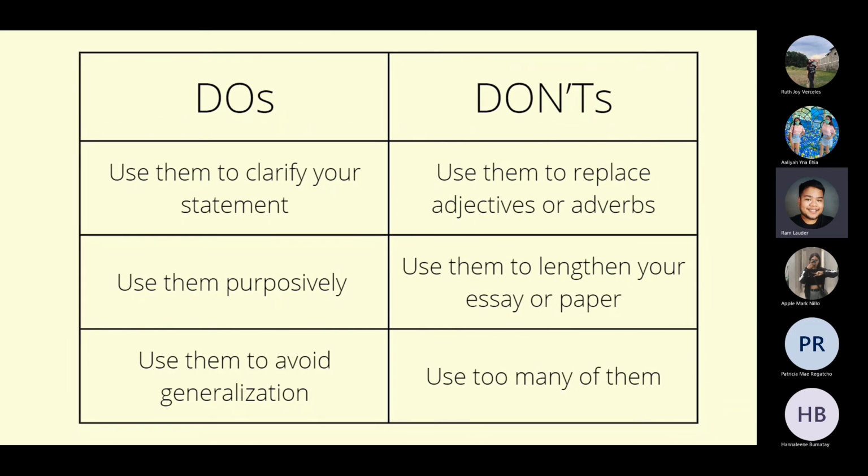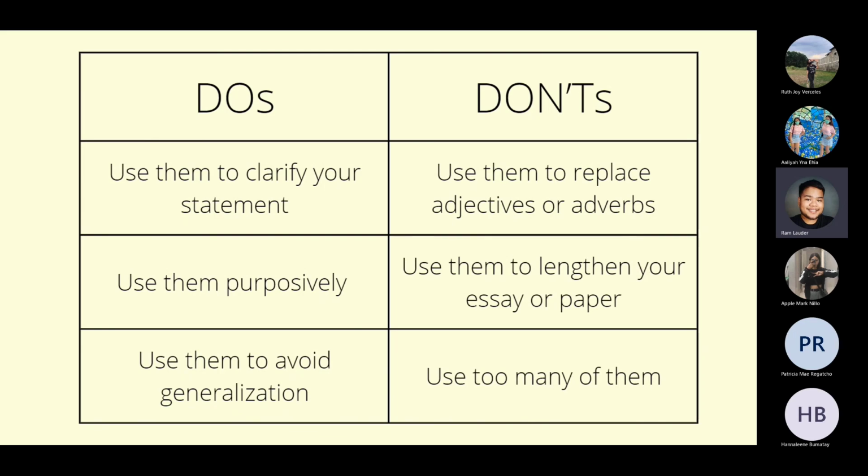So use them by connecting these qualifiers, because sometimes they don't connect. That's one common mistake of writers: qualifiers that they use in the introduction are not connected to the conclusion. So next, don't use too many of them. Don't use many qualifiers often.